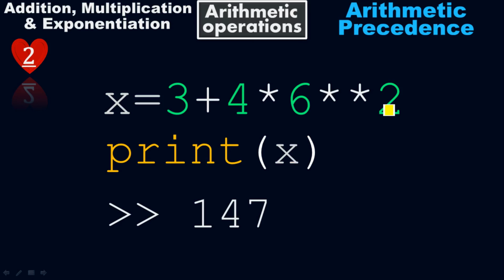Because 6 to the 2 will be 36, 36 times 4 will be 144, and 144 plus 3 will be 147. It is a simple mathematical process. This is the mathematical process in the Python language, remember. It is not the native mathematical procedure. It is the mathematical process in the Python language.